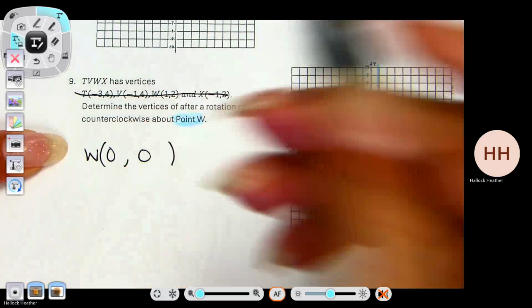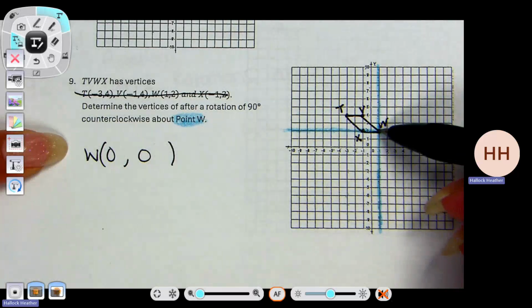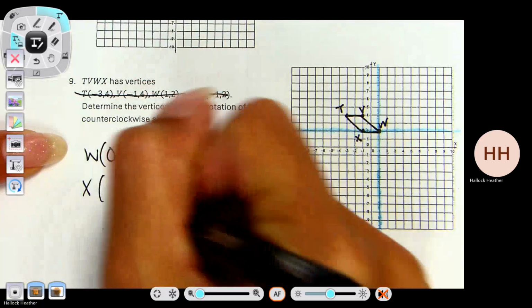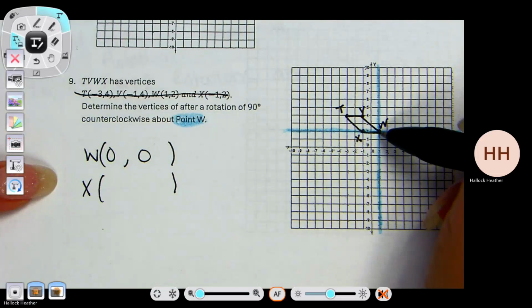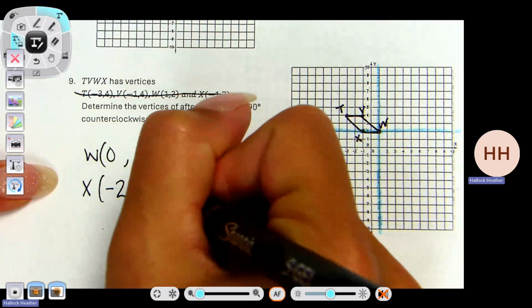0, 0. Oh, good. So W is 0, 0. Let's do X. X is to the left, so that's negative. How much? Anybody? Gonna be a long fifth period, y'all. So X is negative 2, 0.